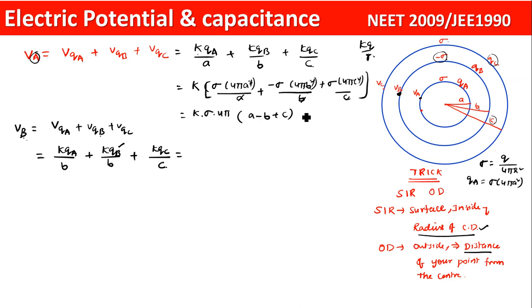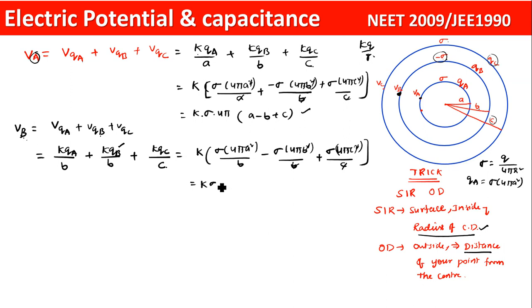So let me just rearrange this term so that it will look like this. So I can take K common. It will be again QA is nothing but sigma into 4 pi A square divided by B, minus sigma into 4 pi B square, that is your QB, divided by B, plus sigma into 4 pi C square divided by C. Got it? This C gets cancelled. This B gets cancelled. I can take K into sigma 4 pi common. It will be A square by B minus B plus C. So let us say this was equation 1. Let us say this is equation 2.